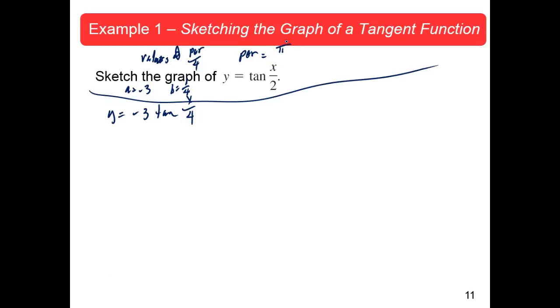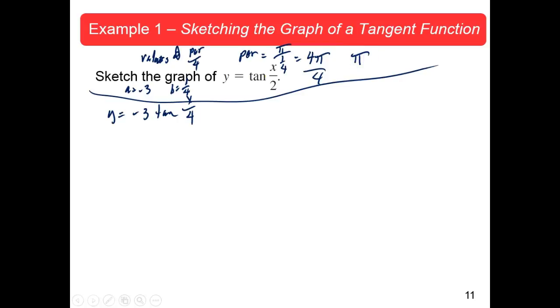And what is the period? Pi, because this is tangent or cotangent, you use pi. Sine, cosine, secant, cosecant, use 2 pi. Tangent and cotangent, you use pi over your B, which is 1/4. So that would be pi over 1/4. And what would that be? 4 pi. What do you do with that period? Divide by 4.